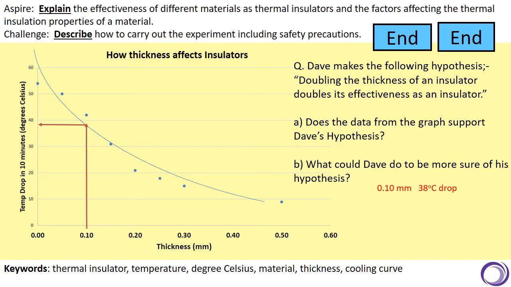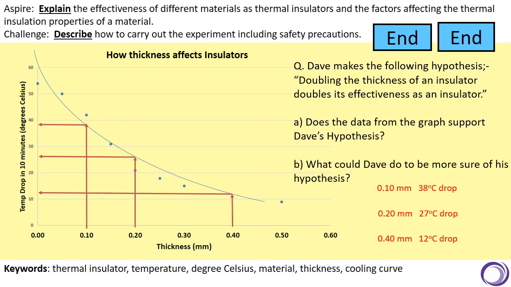Now what I've done, I've doubled the thickness. So doubling the thickness from 0.1 up to 0.2, that gives me a temperature drop of 27. So let's compare those two values. If Dave's right, doubling that thickness should have halved that temperature drop. I've picked another one to be sure, so I've doubled again to 0.4.